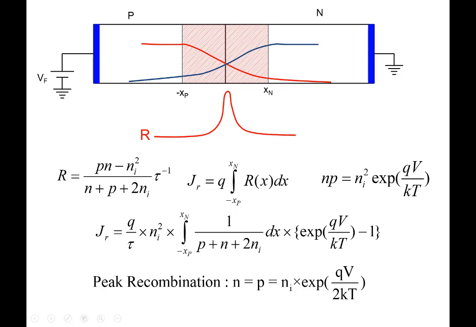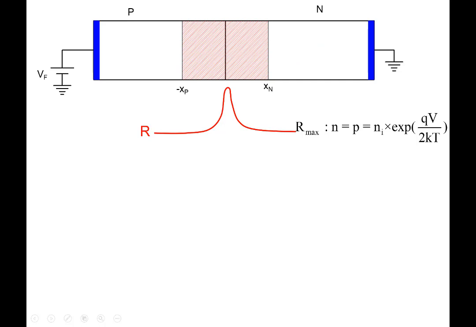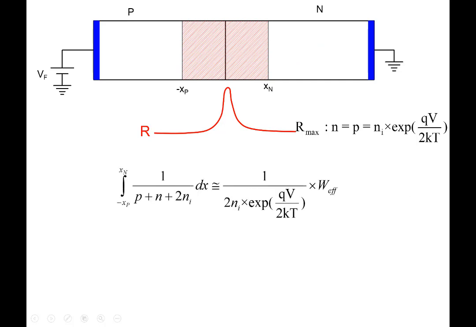So what we are saying is now, if you follow the argument, R max is equal to, with N equal to P, Ni exponent QV by kT. And so what we are saying is, if you take this integral, there is a sharp peak and it's varying. We don't know how exactly it's varying. I mean, it's more complicated. So what we are saying is this whole function will be equal to 1 by, note that this 2 Ni we can neglect, because this is Ni exponent QV by 2 kT. It's much less than these terms here. So we can approximate it as 1 by 2 Ni exponent QV by 2 kT, times some effective width.